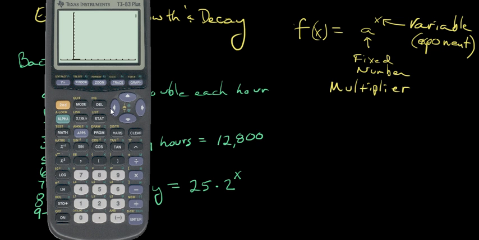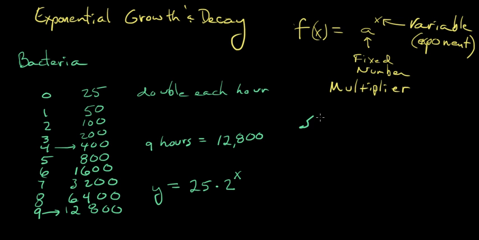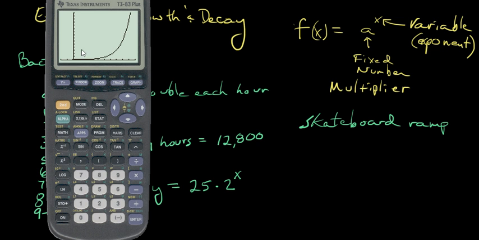Now, this is very common. Look at how it shoots up there because it's doubling each time. This is very common with an exponential. We call that a skateboard ramp. That's what we use to describe the graph. Take a look at that, how, like a skateboard ramp, it just starts going up like that.